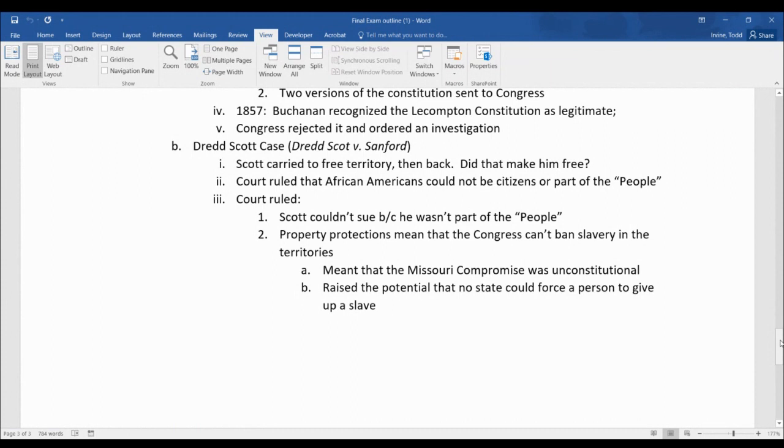But it's also one that is very poor legal reasoning. And the reason I say that is because it basically completely just makes up the law the way the justices wanted it to be and not the way it actually was. So, for example, one of the main things that they said in there was that Scott could not sue because he was not part of the American people.